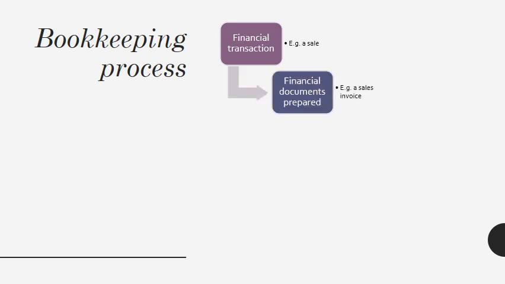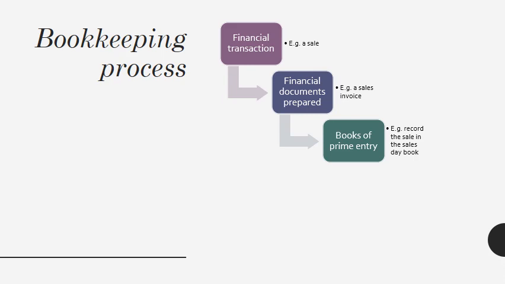Now, the double entry bookkeeping process is as follows. When there is a financial transaction, such as a sale, there will be some associated financial documents. So, for example, a sales invoice to go with the sale. Then those invoices will be recorded in one of the books of prime entry. This is one of the accounting books that needs to be updated for all financial transactions. So we would record details of that sale in the sales day book.